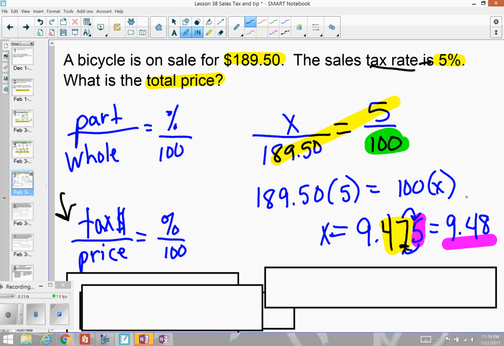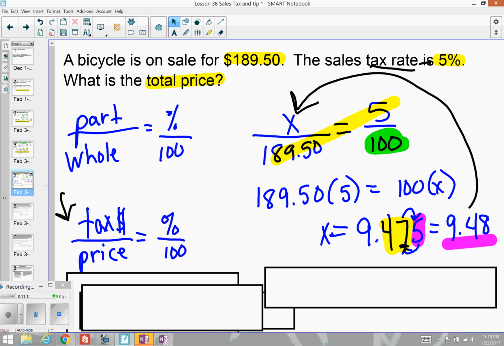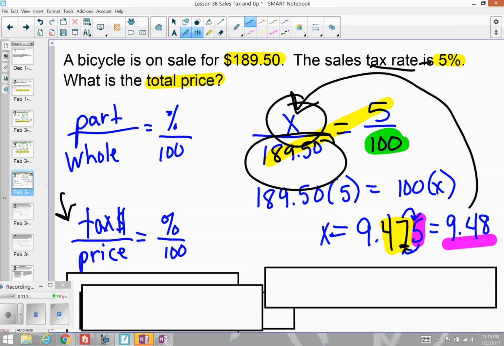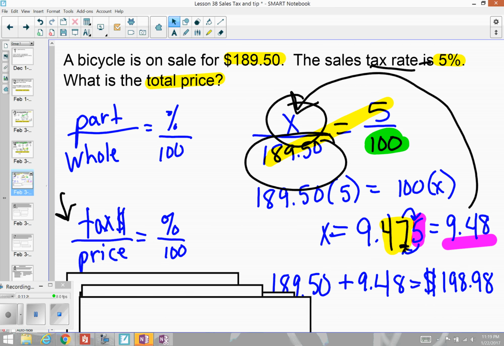But again, it said the total price. So this $9.48, remember, is the tax money. So when we're looking at the total price, we have to take the value that we had, and we have to add the tax value to it. So in that case, we have $189.50 plus our $9.48, and we have a total now of $198.98 as our total value for purchasing this bike.